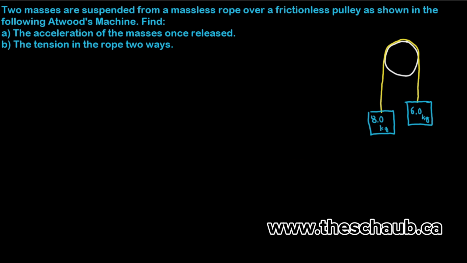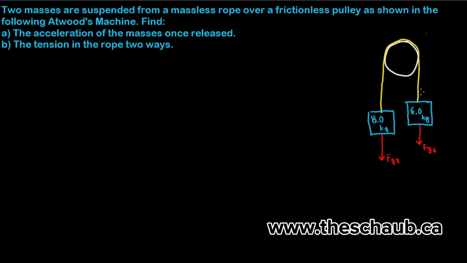We start by adding the forces to our diagram. We have a force of gravity, Fg, acting downwards on the 8 kilogram mass. We'll call this Fg8. We have a slightly smaller force of gravity acting downwards on the 6 kilogram mass. We'll call this Fg6.